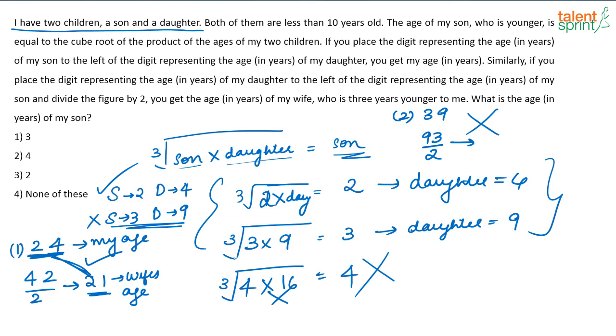So what will be the answer? What is the age of my son? It has to be 2 years. Is it clear? Yes. So the age of the wife, that is all not required, only the age of the son is required. But here the age of the son will be 2, daughter is 4, my age, the person who is talking in the question, will be 24 and his wife's age will be 21.